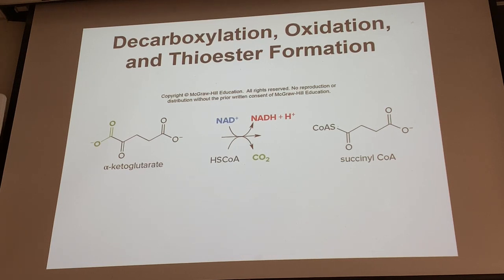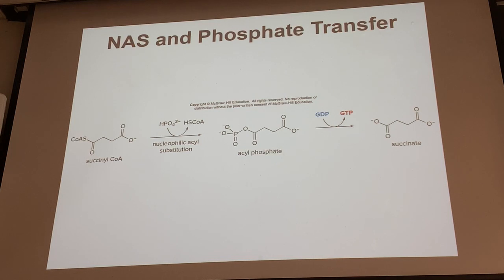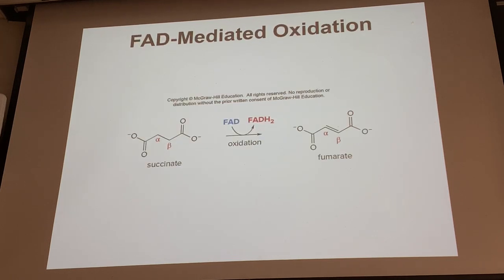All right, so then once we have our thioester, that thioester can undergo nucleophilic acyl substitution. We've seen that before. The formation of an acyl phosphate. We saw that in the glycolysis pathway. And then we're going to transfer that phosphate to a GDP in this case instead of an ADP, but the purpose is the same. Same mechanism that we showed you in the glycolysis. So that's going to give GTP. That's going to give succinate. Okay. And then once we have succinate, we're in the home stretch of the cycle here.